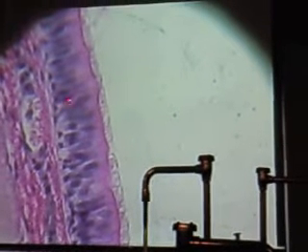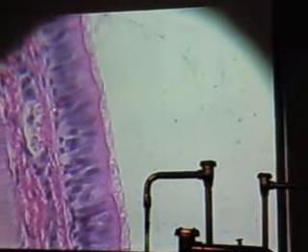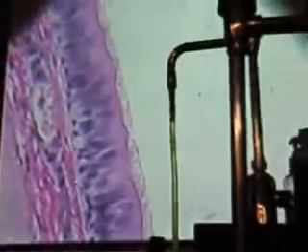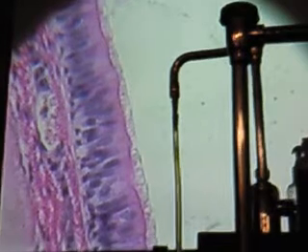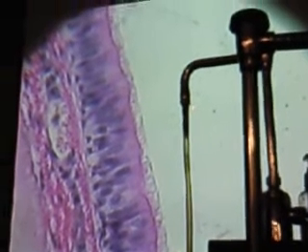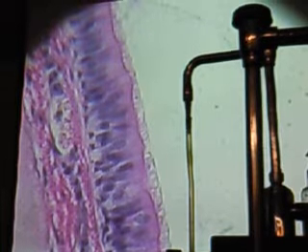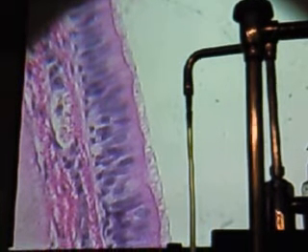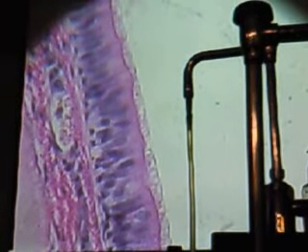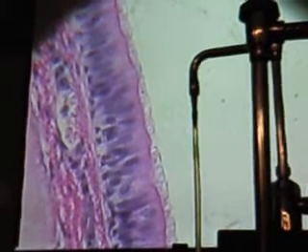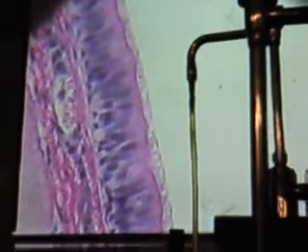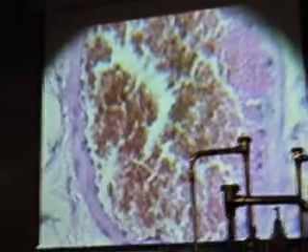Okay, so this is pseudostratified, ciliated columnar. Where do we find that? Trachea. Okay. What's this right here? Basement membrane. What's this? Lumen.